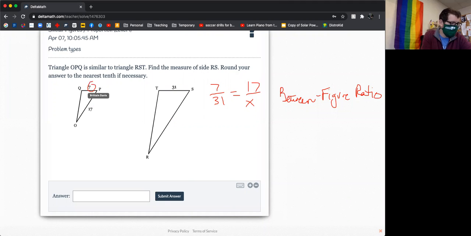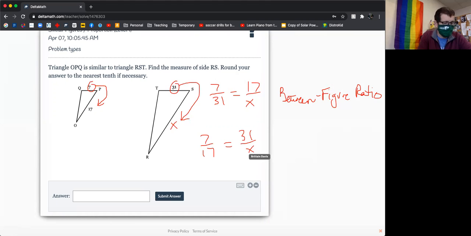Now I'm going to do 7 over 17 equals, well, I can set this up the same way. If this is x right here, I'm going to do 31 over x. And notice that, well, maybe you notice, maybe you don't, but let me assure you that the answer to either one of these proportions is the same, but in this case, we have what's called a within figure ratio, because both of these numbers for each ratio came within the same figure.